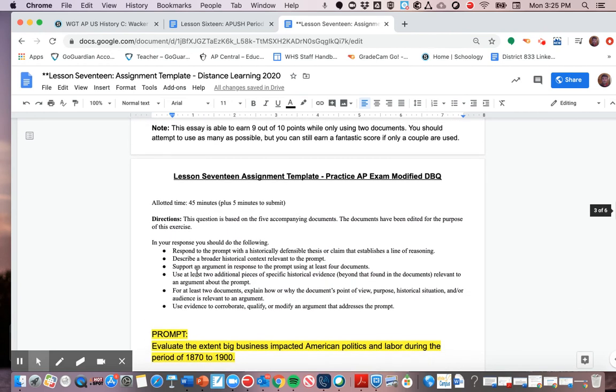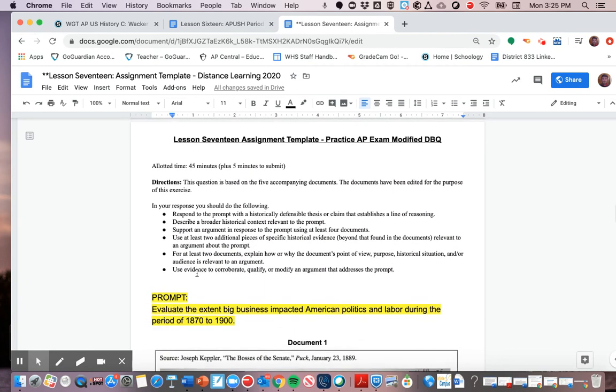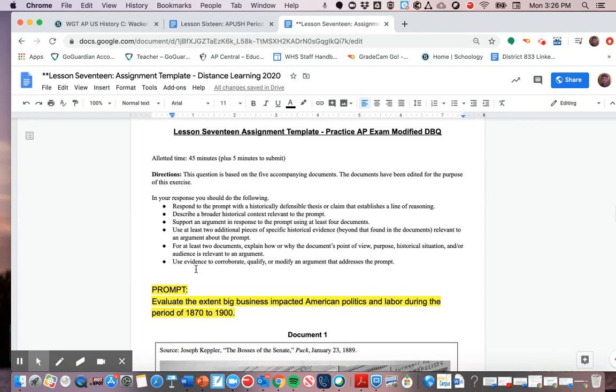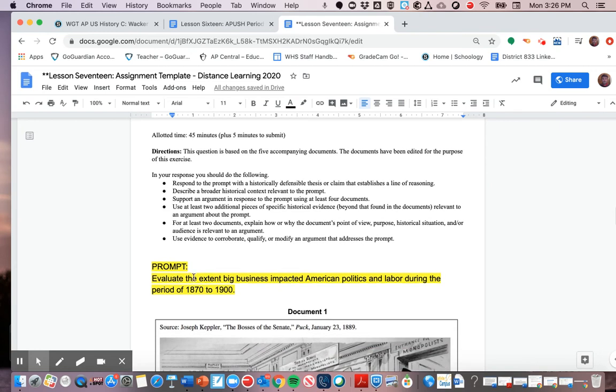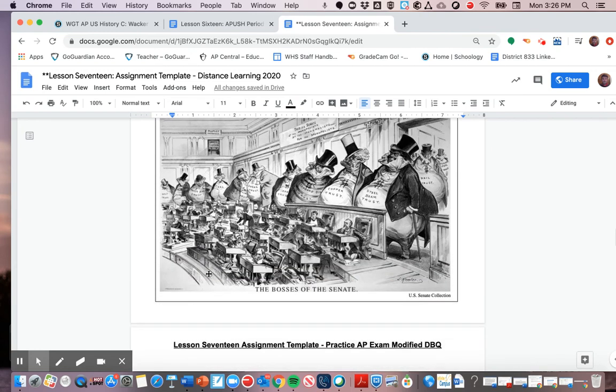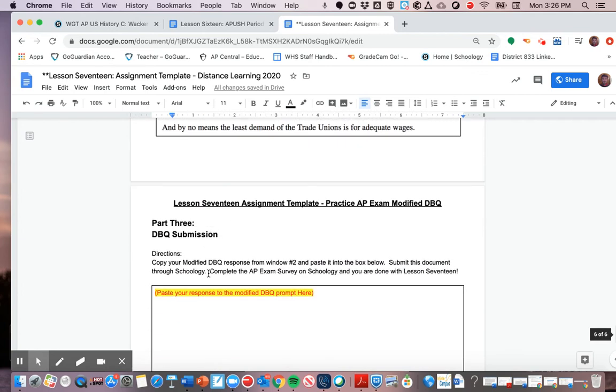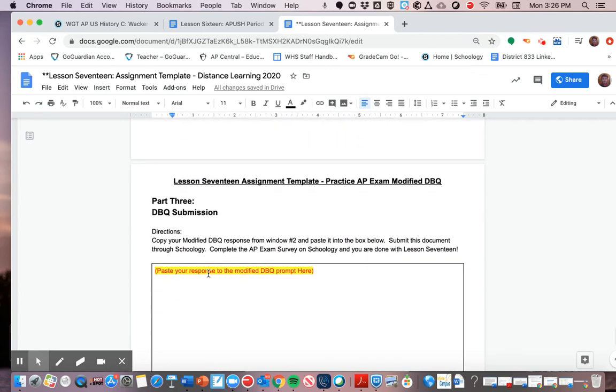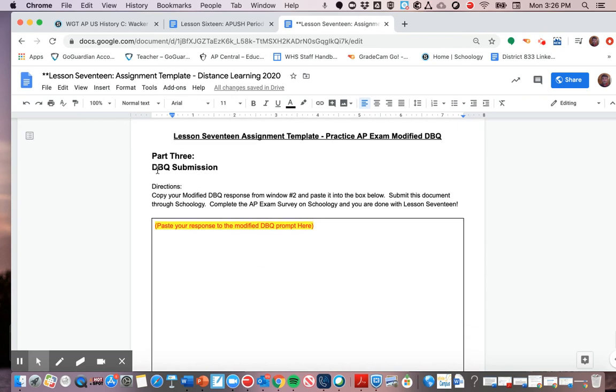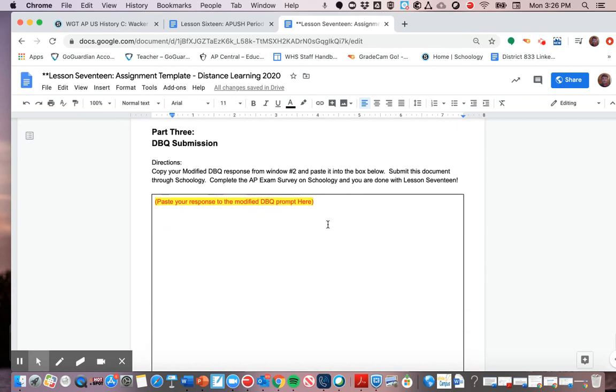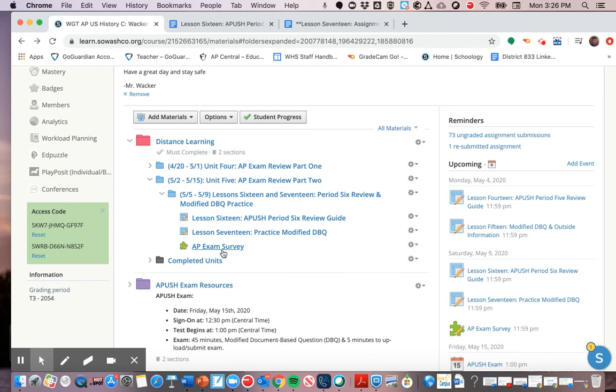Below that then is the actual question. So when you get to this part of the assignment, you'll start a timer and you'll begin doing a modified DBQ for this question here. You have 5 documents. You should brainstorm and pre-write and all that stuff on a blank sheet of paper, and then type up your response and then paste it over to part 3. And when you've done that, you can then submit lesson 17 and you are done with this part of the assignment. The last thing you need to complete is an AP exam survey.